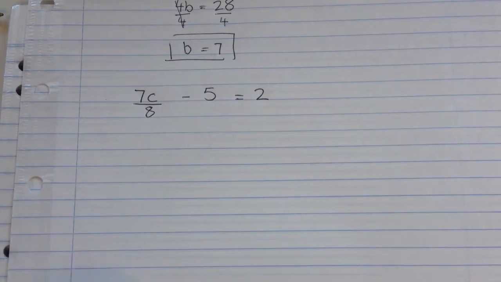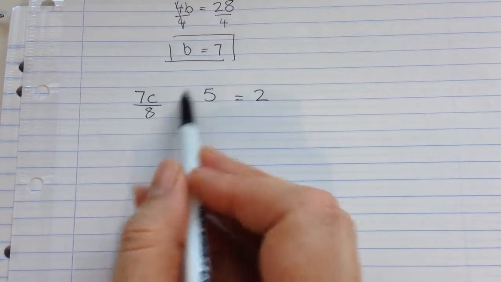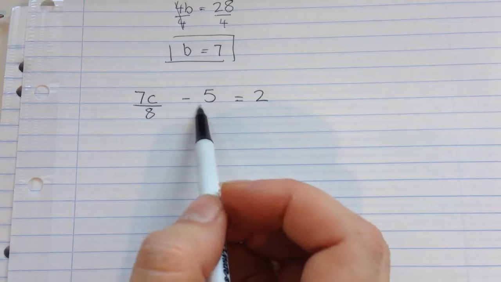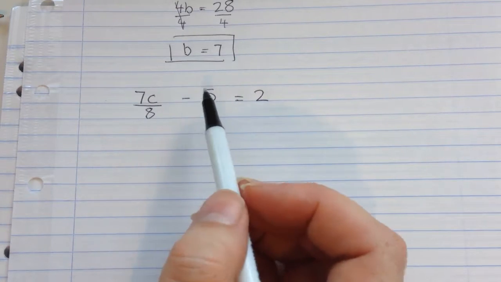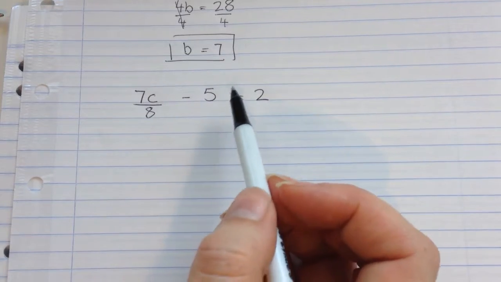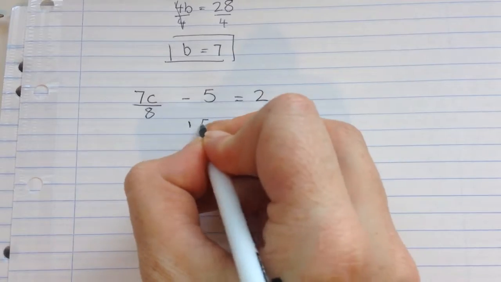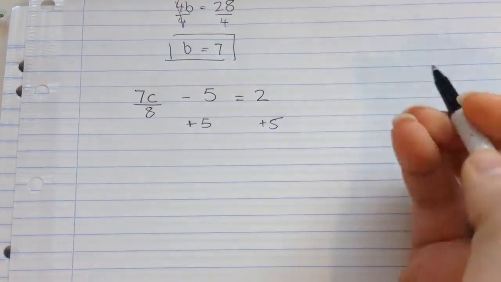So for this one, the 7c is the only part of the fraction. The minus 5 is separate. So I'm actually going to remove this one first, because in order of operations, the times and the divide come before minus. So when reversing them, I'm going to get rid of this first. So to get rid of a minus 5, I'm going to add 5. If I add 5 on this side, I need to add 5 on this side.